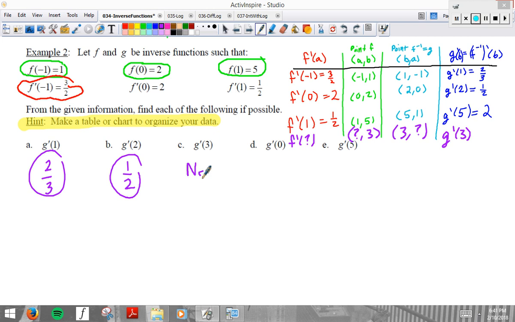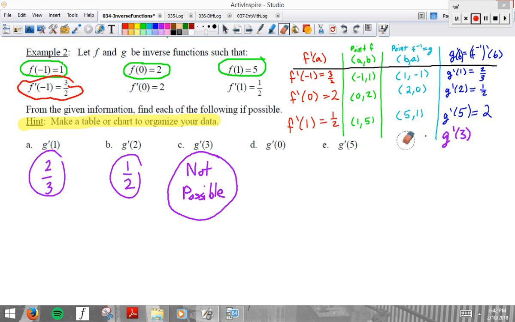I'll write it out. Not possible. I don't want you to write undefined. I do not want you to write does not exist. Those are not accurate answers. This is not possible with the given data. It's different than being undefined. It is different than being does not exist. Plain and simple.